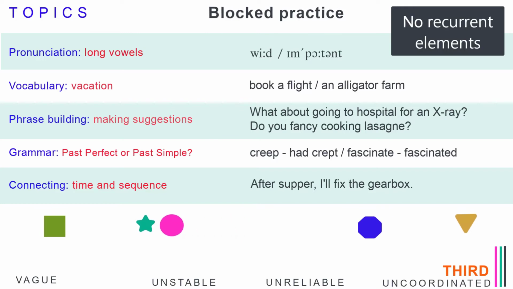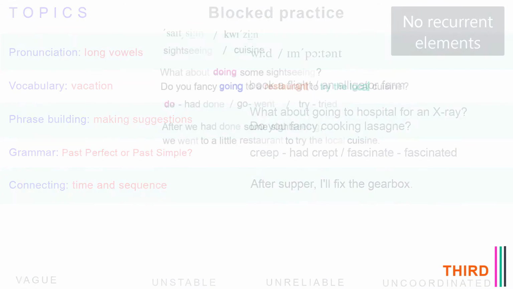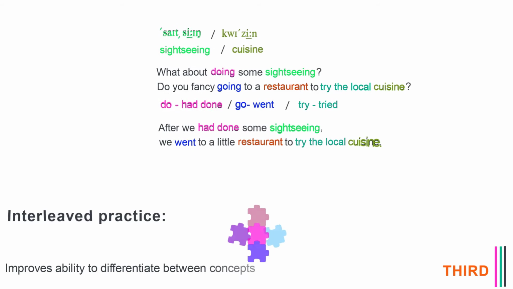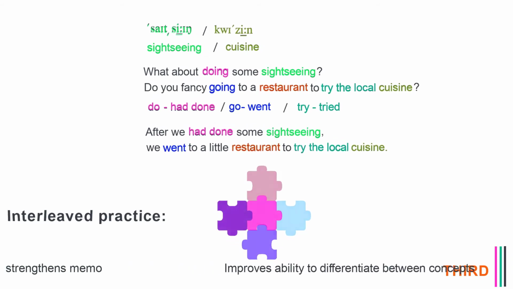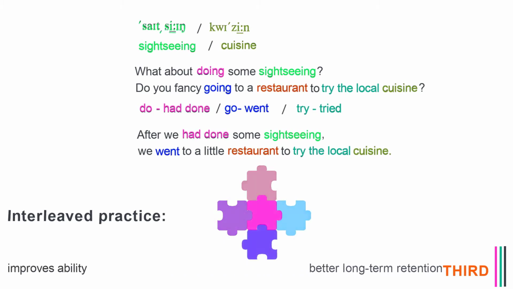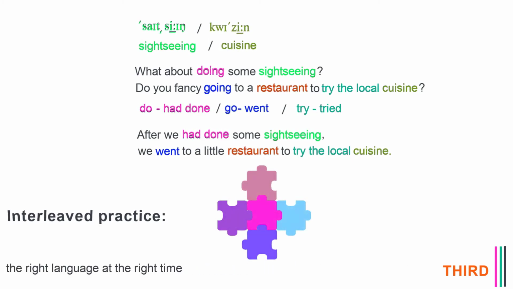And such knowledge, especially in stressful situations of oral communication, is likely to betray a learner. Cognitive psychologists believe that interleaving improves the brain's ability to differentiate between concepts and strengthens memory associations. Interleaving also leads to better long-term retention, and, moreover, improves the ability to transfer learned knowledge, helps you produce the right language at the right time.